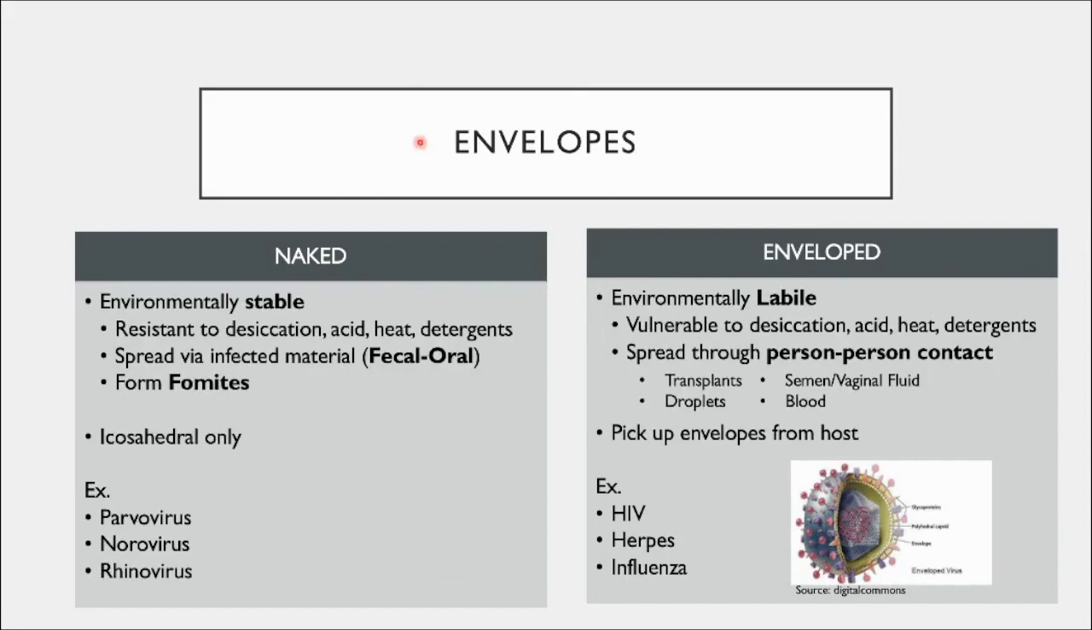Now let's talk about envelopes. So you have your naked and your enveloped viruses. So naked is just the protein capsid. And it feels odd that this is the case, but these are actually more stable in the environment than those that are enveloped. And the reason for that is there's no lipid layer that is exposed to the environment. So they're immune to desiccation, acid, heat, detergents, so on and so forth. So these are going to be your fecal oral route viruses, the kind that typically infect your gut.